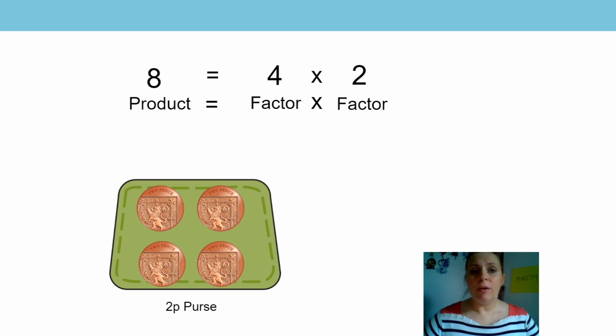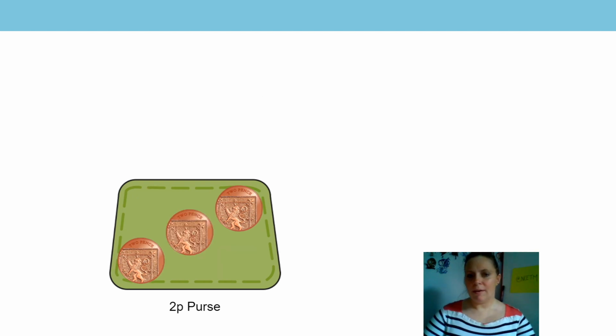I could say the product is equal to factor times factor. 8 is equal to 4 times 2. You're getting really good at this. This time, my 2p coins look like they're spots on a die, don't they? Does it make it easy to see how many I have? That's right, I have 3 groups of 2.